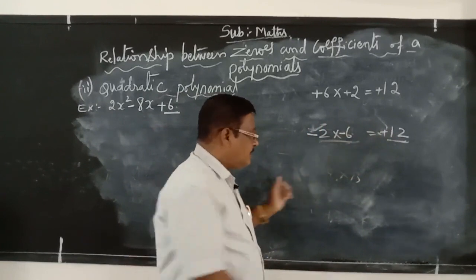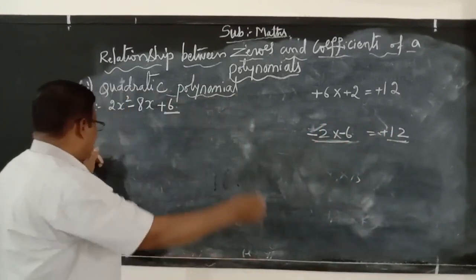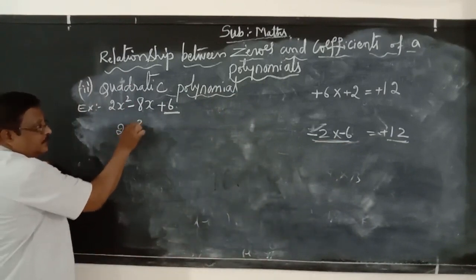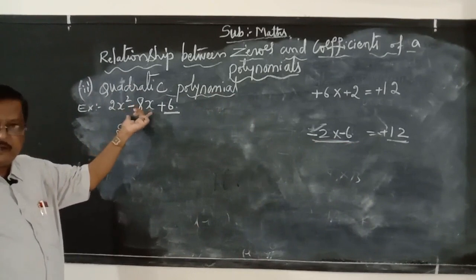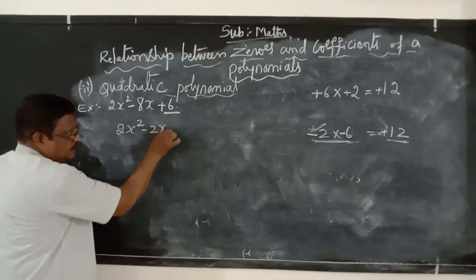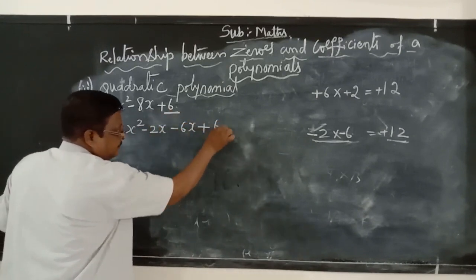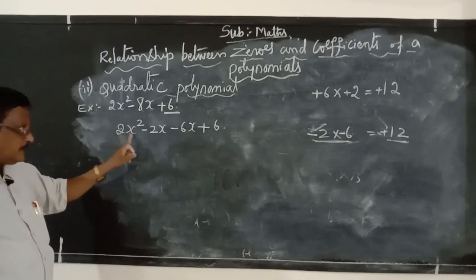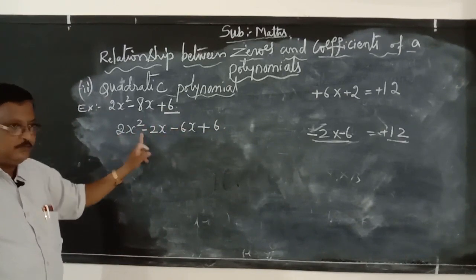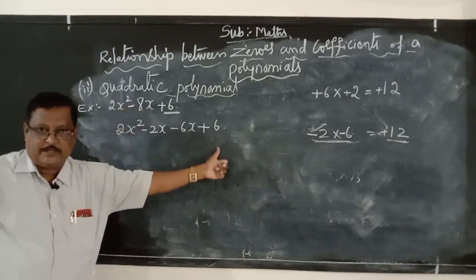These are the numbers. Splitting numbers, middle term splitting. Next you write here 2x square as it is. You split only the middle term. Middle term is nothing but minus 2x minus 6x. Last term as it is you write. See here 2x square minus 2x minus 6x. This is also minus, this is also minus. When you are adding this one, middle term as it is, first term and last term same as it is.